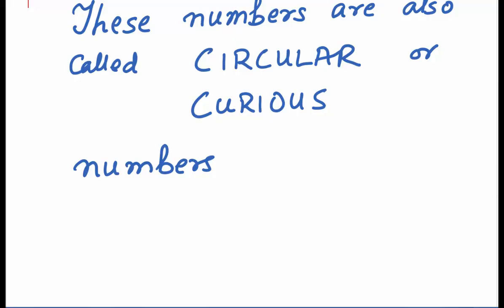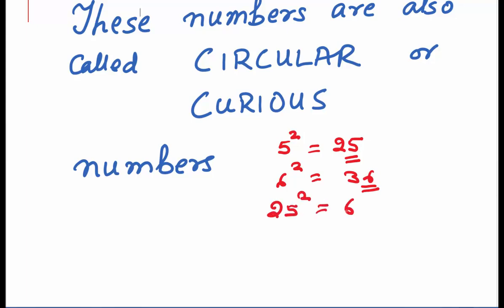If I take number 5, now, 5 square gives us 25. You can see the square ends in the number itself. Take 6. 6 square gives us 36. The square ends in 6 itself. Take number 25. 25 square gives us 625 and the square ends in the number 25 itself. So, numbers whose square ends in the number itself are called automorphic numbers.